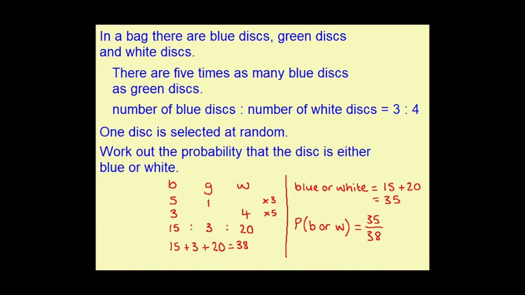Here's the answer. To start this question, I set out my headings, blue, green and white. And then this line says there are 5 times as many blue discs as green discs. So I put in 1 for green and then 5 for blue. You can then continue the question in the usual way.